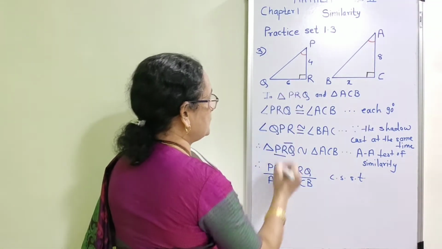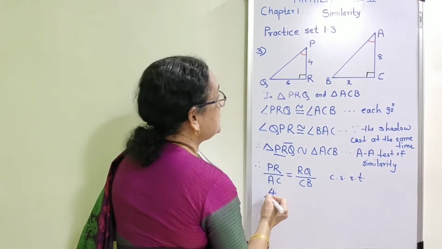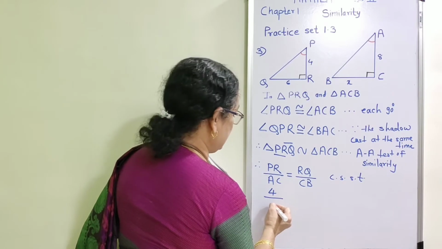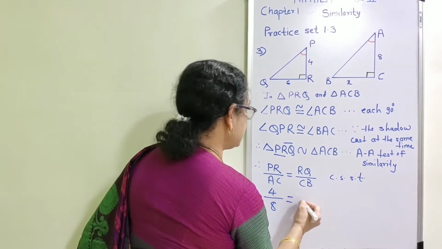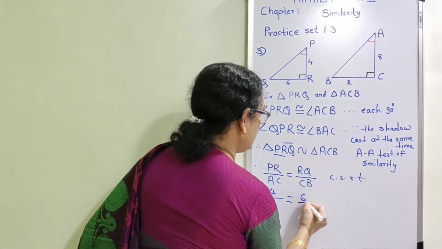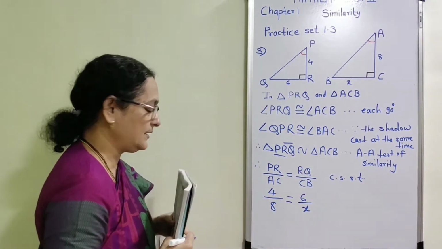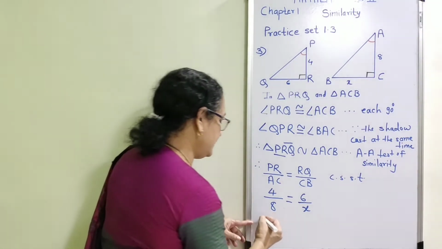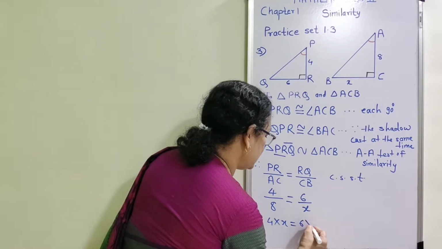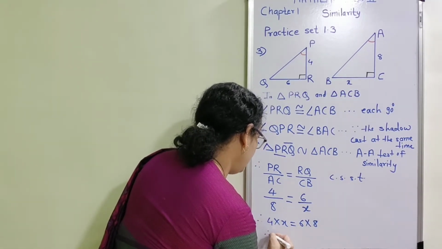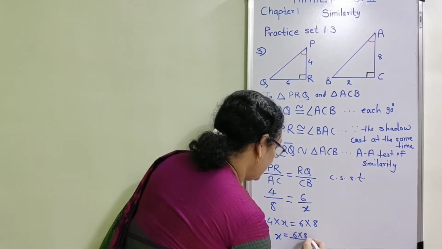Now I am going to substitute the given values. PR is given as 4, AC is given as 8, RQ is given as 6. And you are going to find BC, which is mentioned as X in the given figure. Now cross multiply, you will get 4 into X is equal to 6 into 8. Therefore, X is equal to 6 into 8 divided by 4.